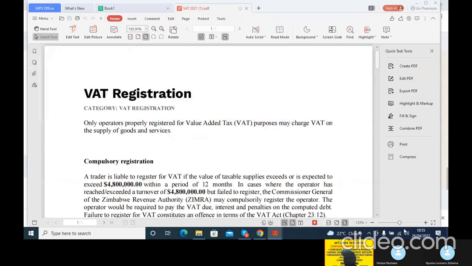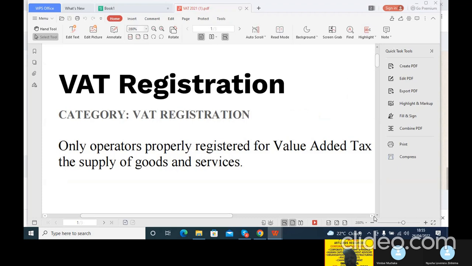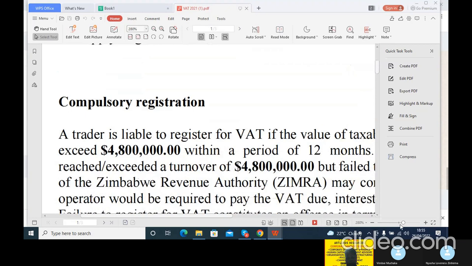This document is obtainable in our WhatsApp class group. So these are some of the voluntary registration thresholds. Please pay attention because I have saved time by just typing. I have typed all this.